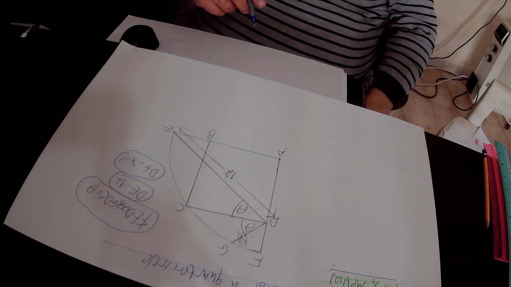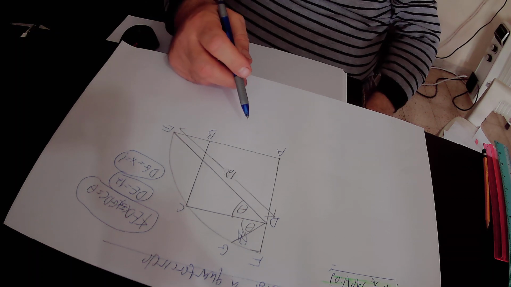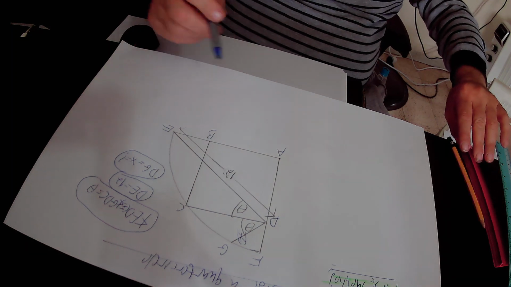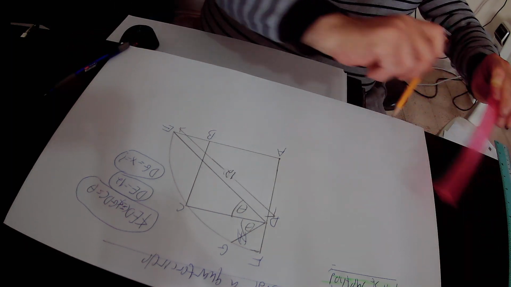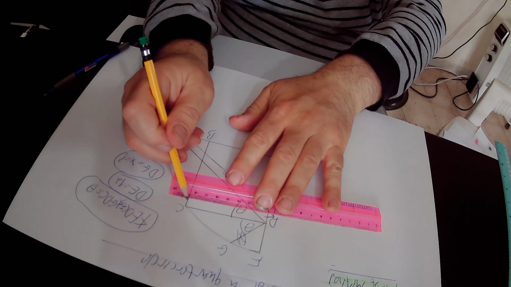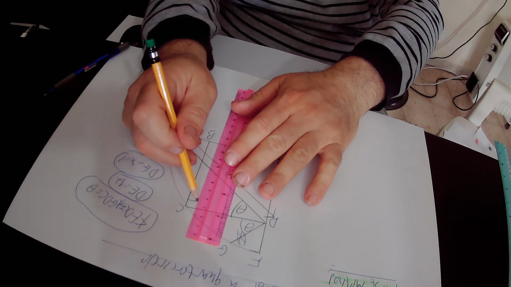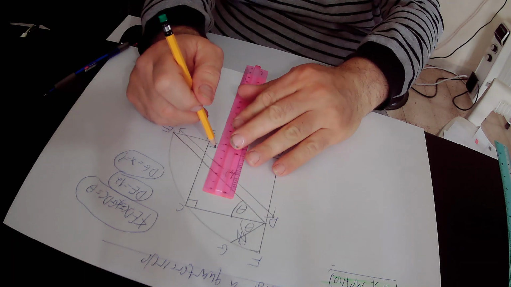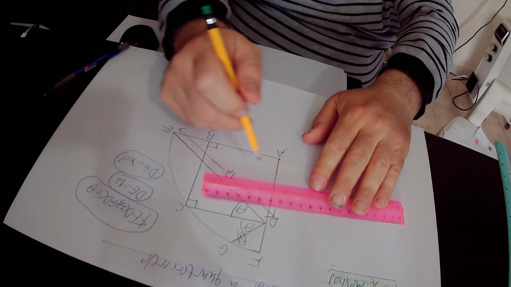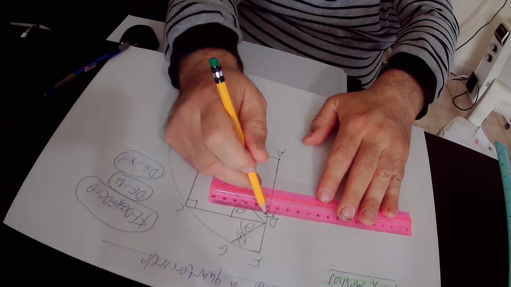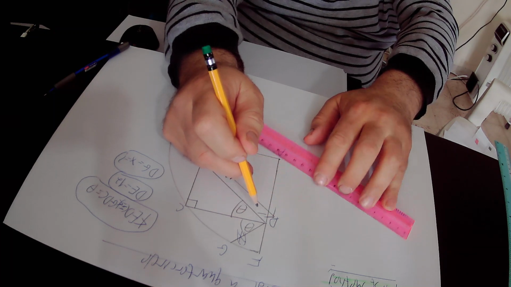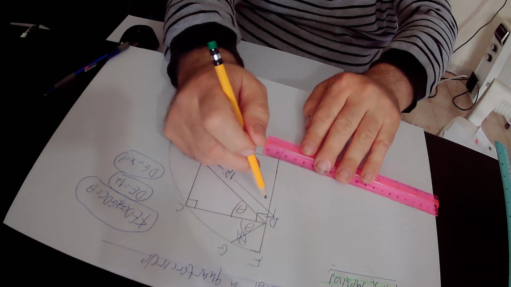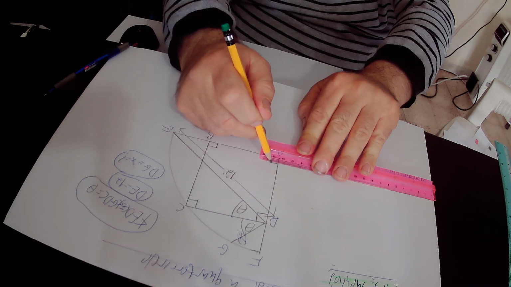Because of the fact that ABCD is a square, all the angles inside this square are right angles. So this angle equals 90 degrees in its size. This angle also equals 90 degrees in its size. This angle equals 90 degrees. And finally, this angle also equals 90 degrees in its size.